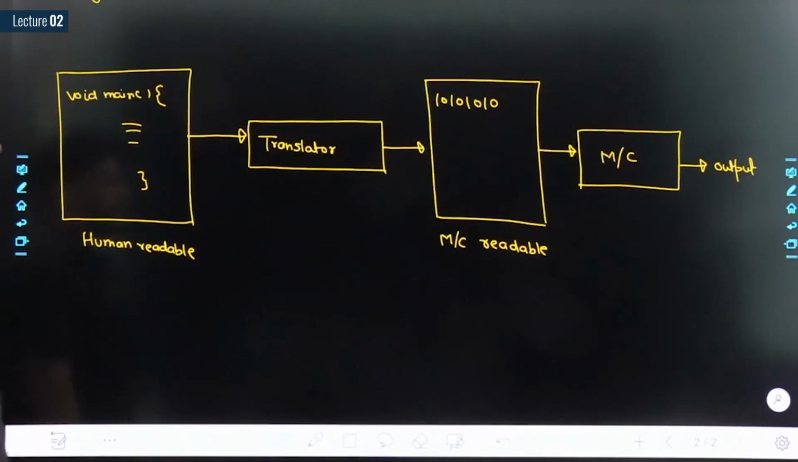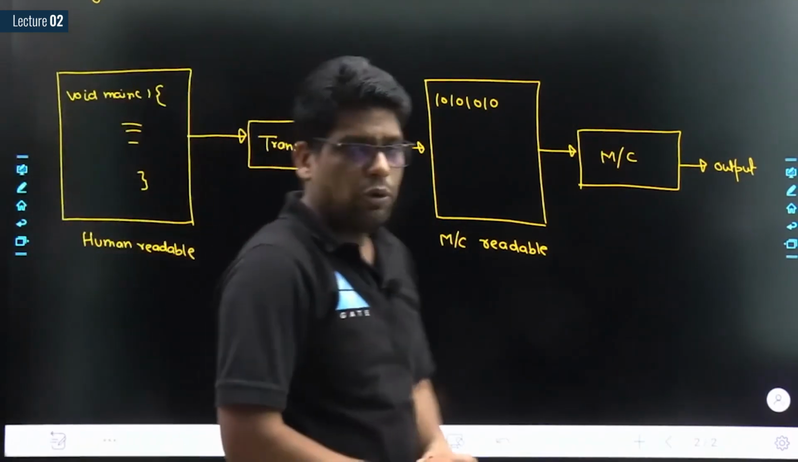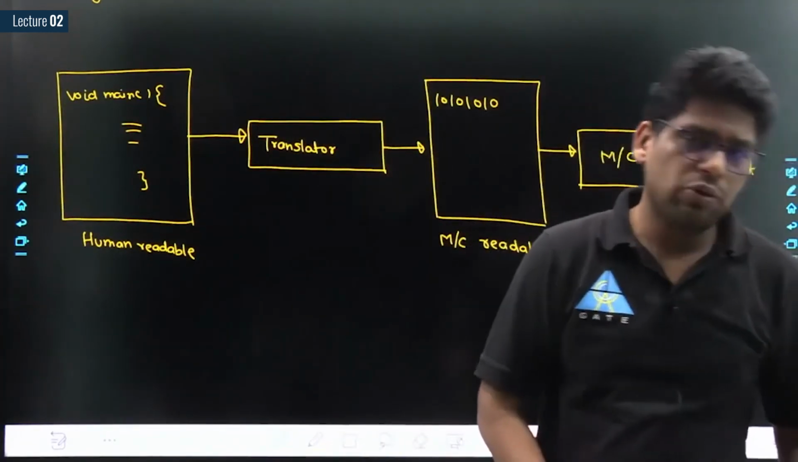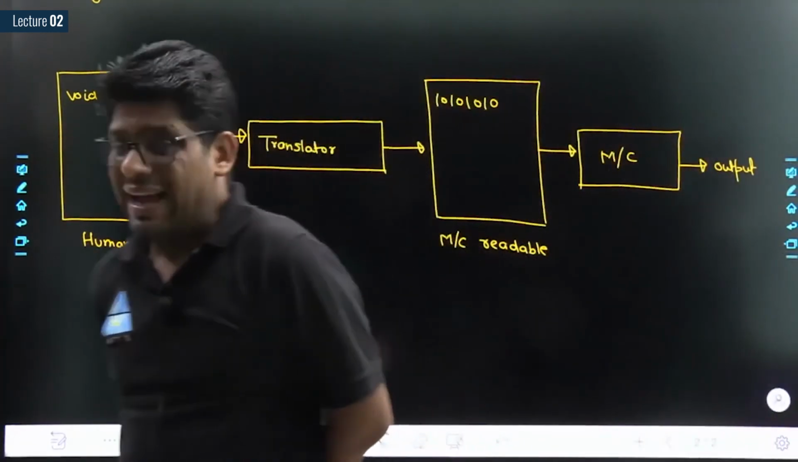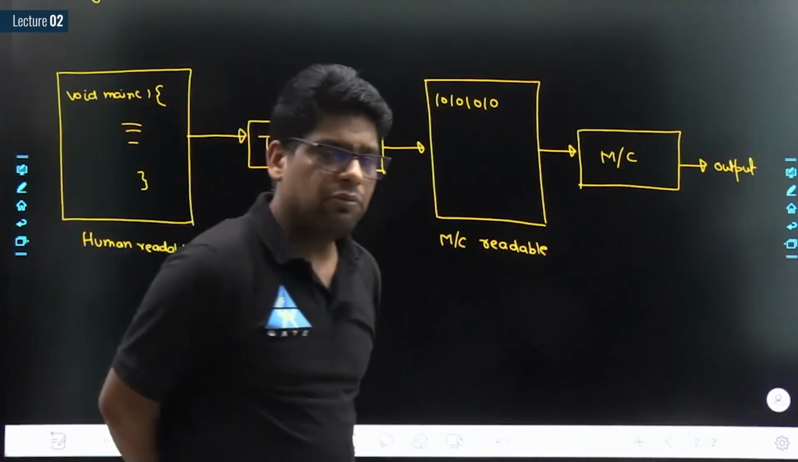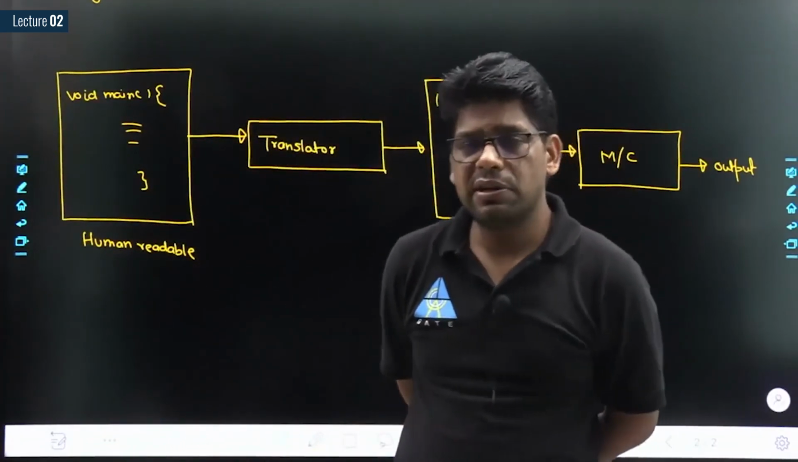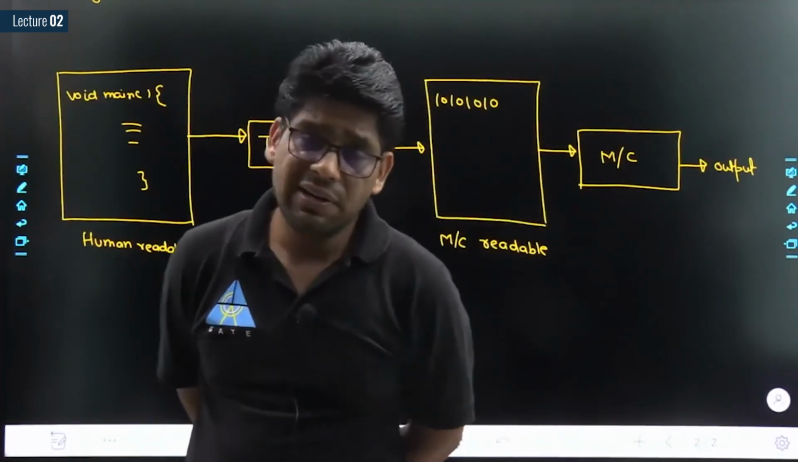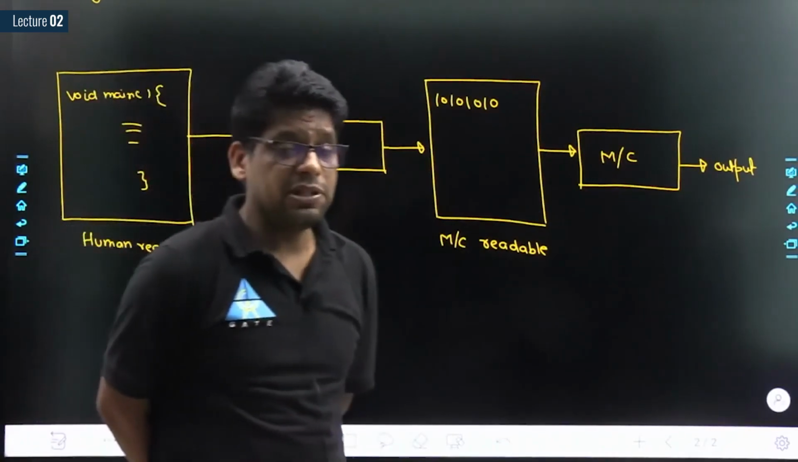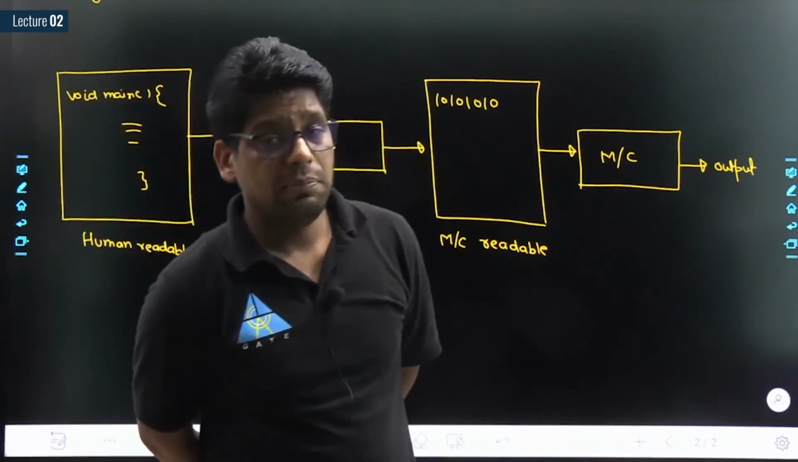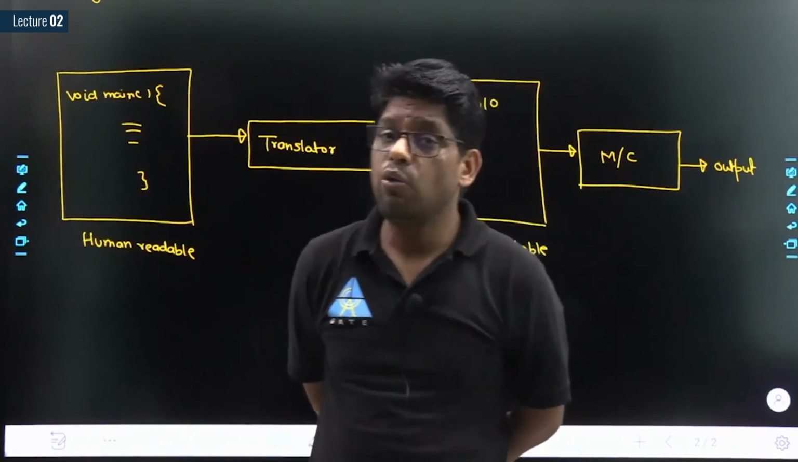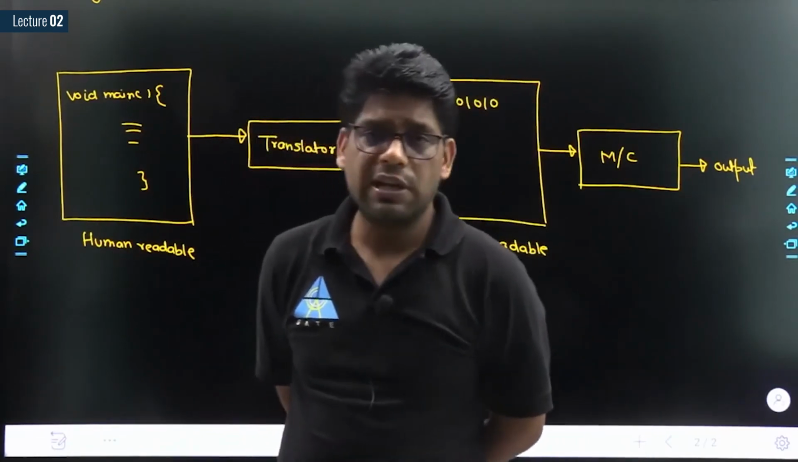Please try to understand. I hope things are clear. Why are we learning a programming language? What are programs? What is a translator? Why do we need a translator? There must be some facility to provide input, and there must be some facility to provide output. I hope all the points are clear.